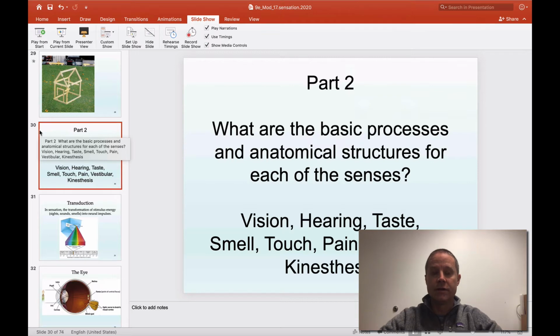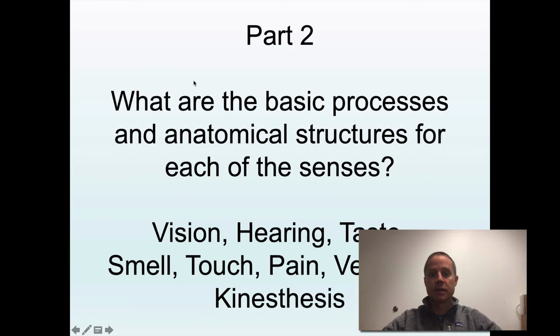Here we are for another screencast about sensation and perception. This is going to be part two. There are a total of 3 parts, so you might want to check out the other ones as well. In part two, what are we going to look at? Well, this slide tells us right here. Let's pull it up. What are the basic processes and anatomical structures for each of the senses?